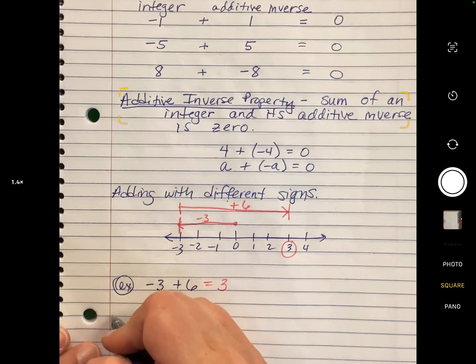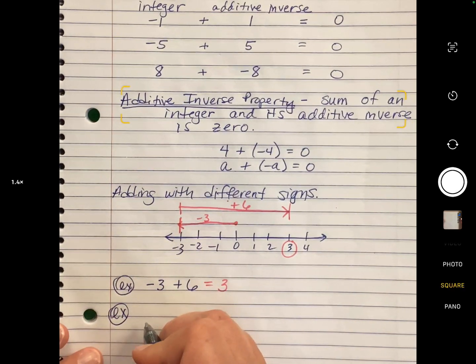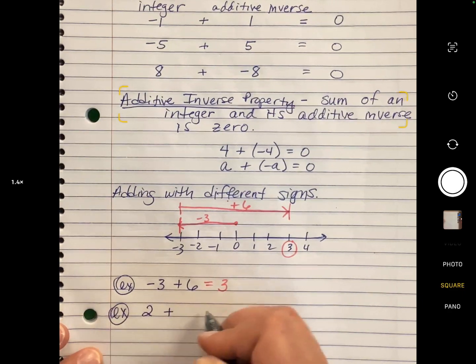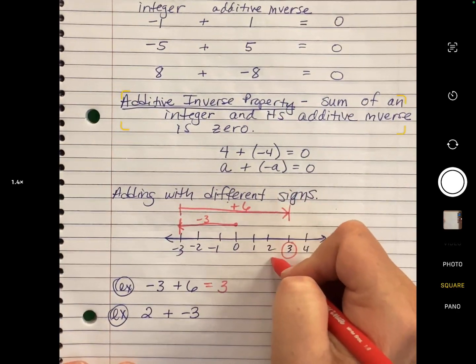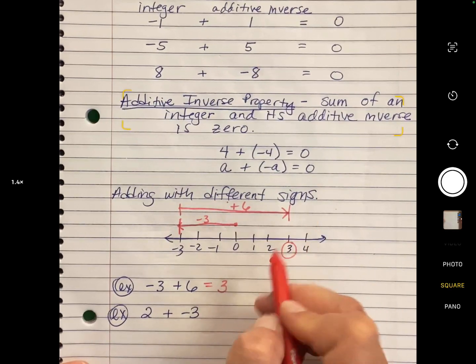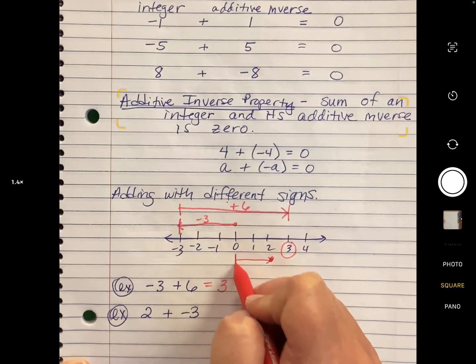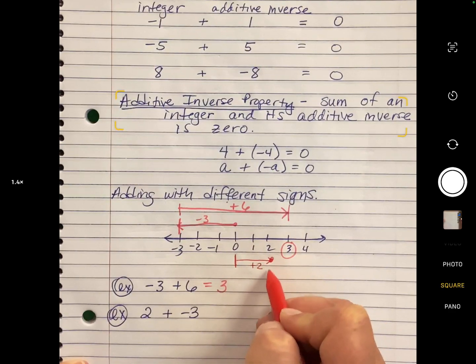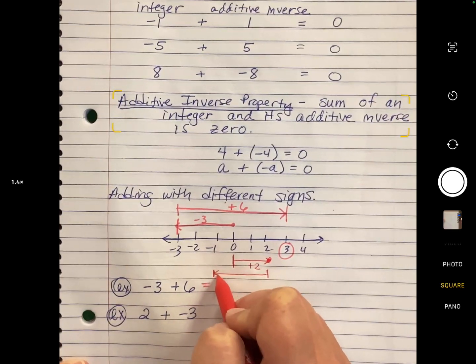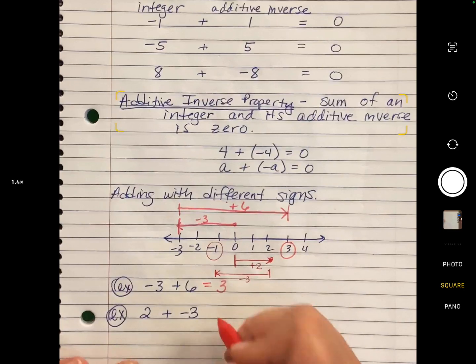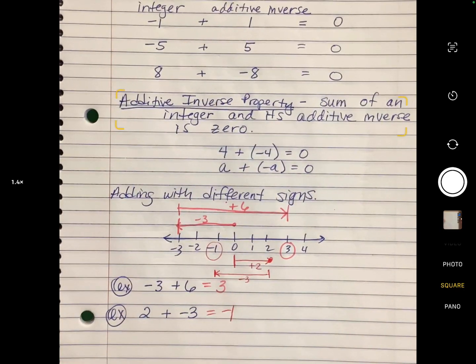Let's try another one. Let's start with a positive: 2 plus negative 3. If I start at 2, I would go right 2. Start here, that's plus 2. But then if I go negative 3, I've got to go to the left. So from here, I have to go backwards: 1, 2, 3. So where do I end up? At negative 1. So that answer would be negative 1. Okay, so that's how you would use your number line.